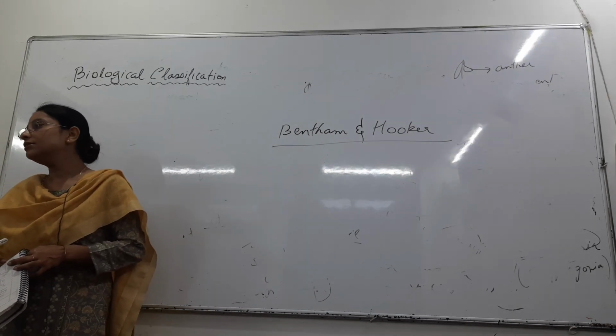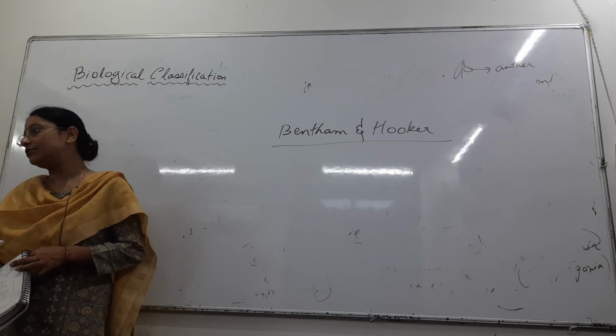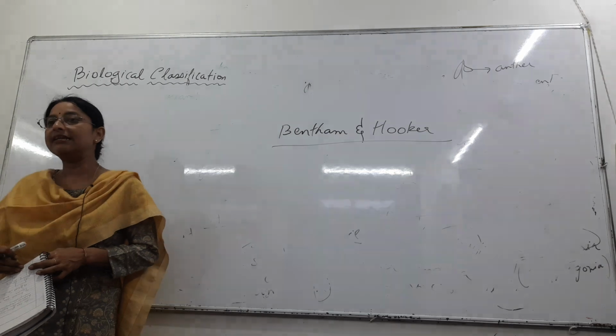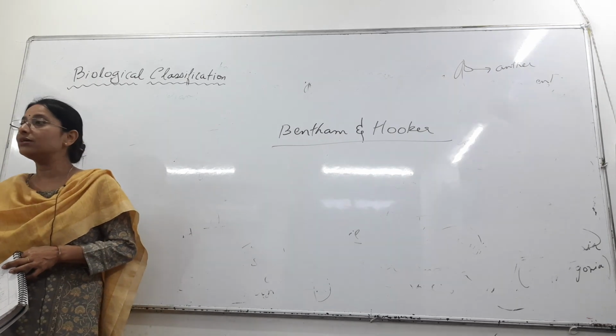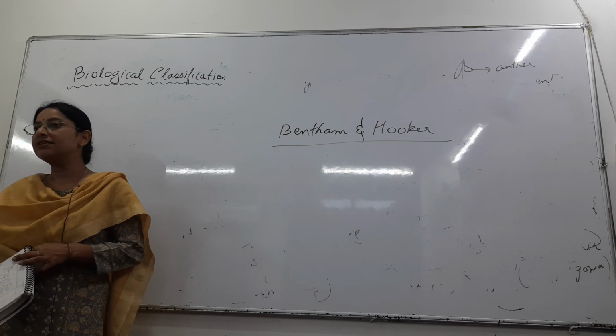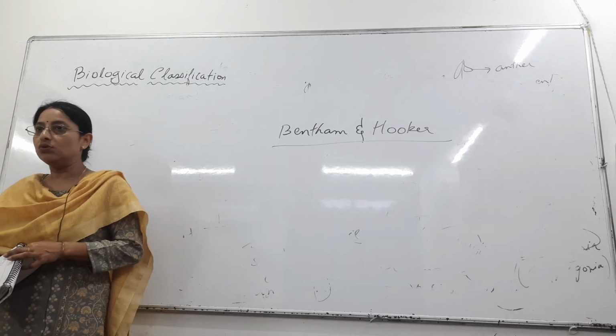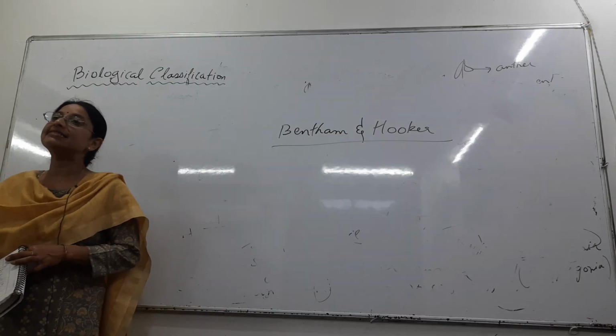So when we are talking about conservation, we come across two words, in situ conservation and ex situ. A question has come: the botanical garden is an example of in situ conservation or ex situ. In situ and ex situ, what is the difference? Where it has grown, if you conserve it there, that is in situ. If you take it out and put it somewhere else, that is ex situ.